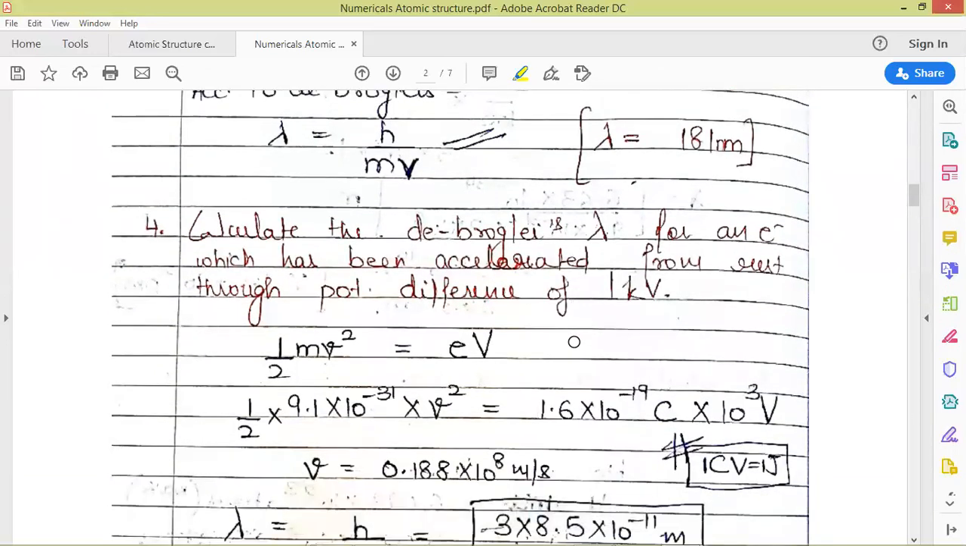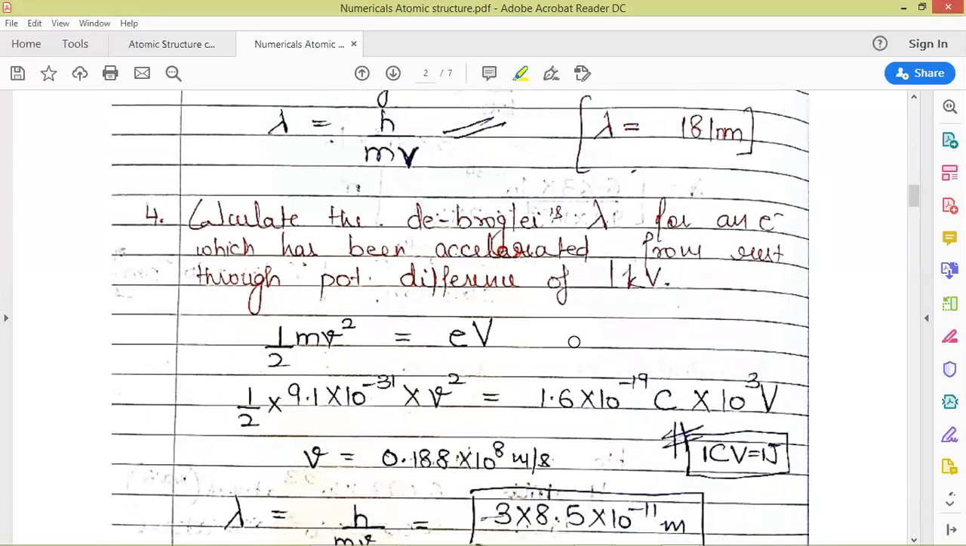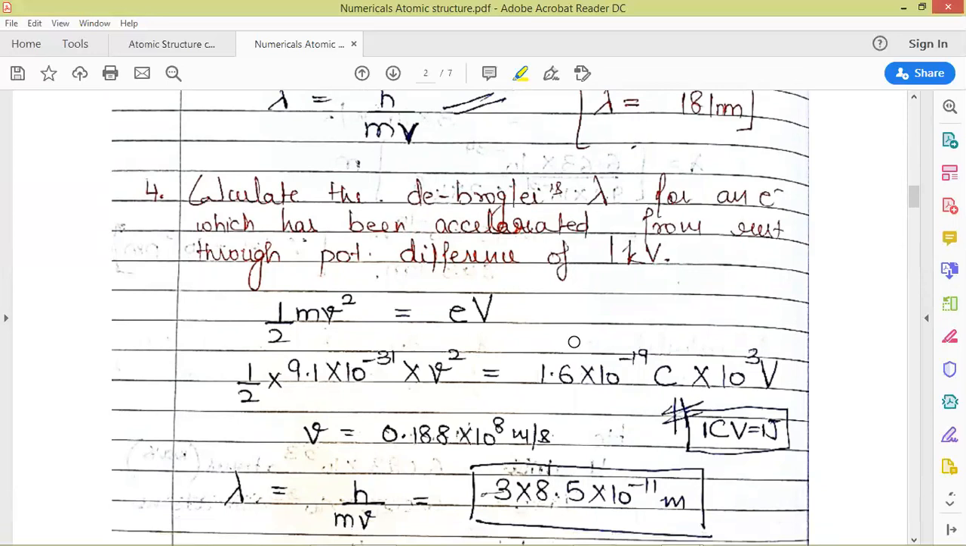Next question is, calculate the de Broglie wavelength for an electron which has been accelerated from rest to potential difference of. So everywhere we are calculating the value of de Broglie wavelength, but the framing of the question is different, the sense of the question is different, and the constants which are given are different. After this discussion, you will be able to solve all the numericals based upon your first unit, that is atomic structure. So we will be discussing all the possible aspects of the numericals in this video.